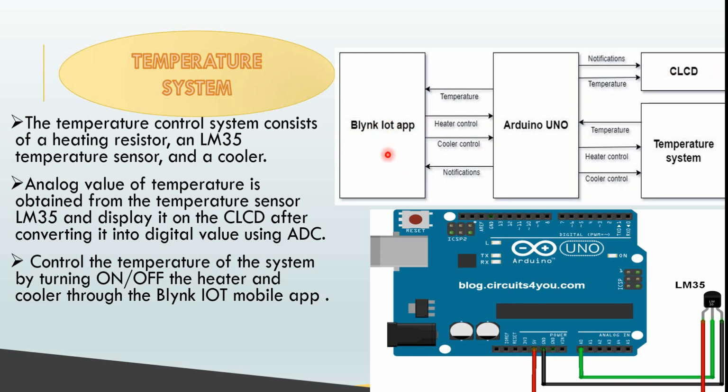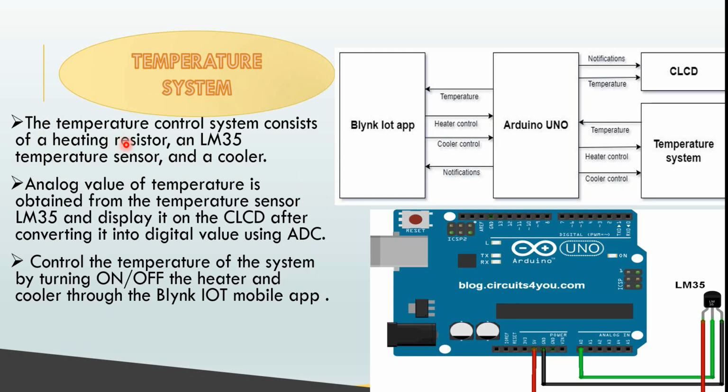All the controlling will be done by the Blink IoT app, which is an application on our mobile. Heater control and cooler control, and the notifications, such as how much temperature is present, will also be sent to this Blink IoT app. The connections will be like this. We can also see how the connections are made at the end of this simulation.